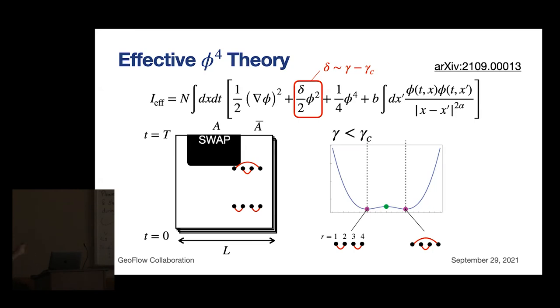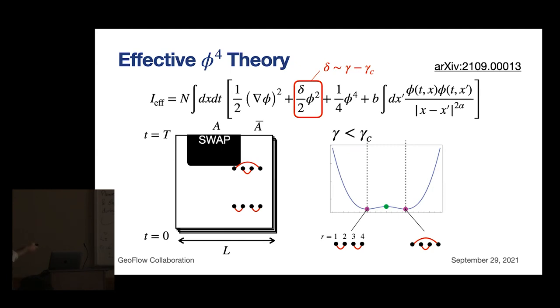And at the end, I'm going to be measuring a swap operator to measure the Renyi entropy. And so that's going to change my correlations and make my field phi negative. So you should think of this whole thing as being split up into, because this is an Ising model, we're going to get domains and domain walls.